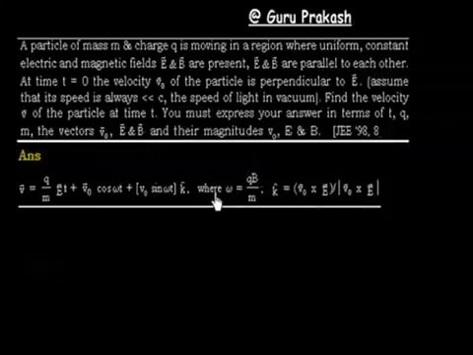So this problem says we have a particle of mass m and charge q. It's moving in a region where we have uniform electric field as well as magnetic field. So let us say what we have. So we can make the diagram first.